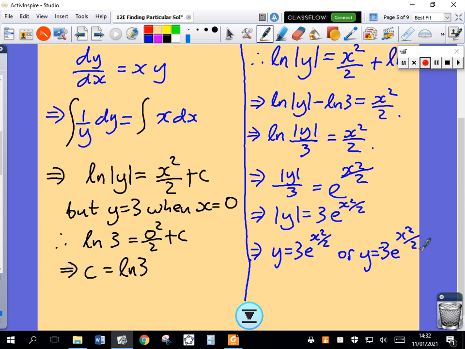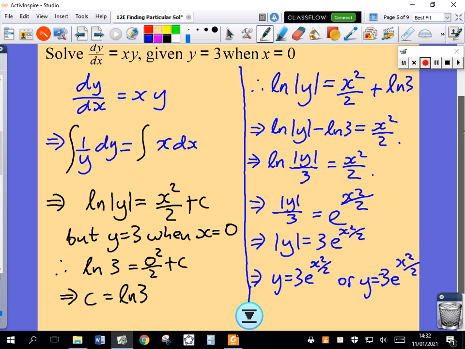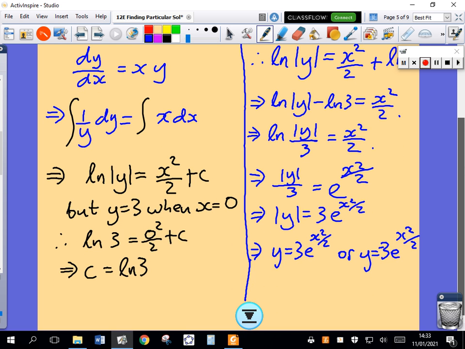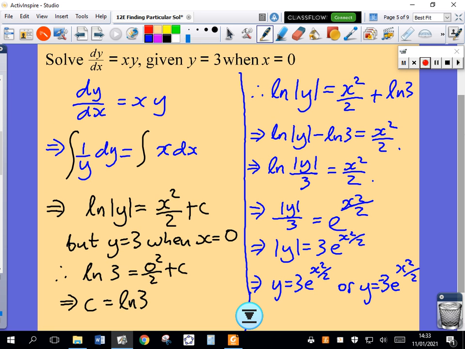I'm just going to check my solutions again, looking at the initial conditions. The initial conditions here: we were told that y has to be 3 when x is 0. So y is 3 when x is 0. And you can see, plug in 0 in here, you get e to the power of 0 over 2. That's e to the power of 0, which is 1. 1 times 3 is 3.